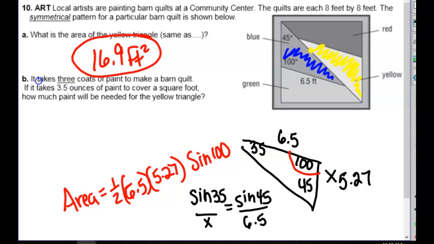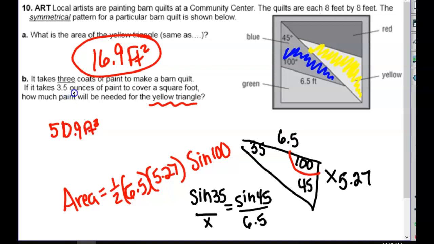Now, it says it takes 3 coats to make this on the side of a barn. That barn wood sucks up that paint something fierce. So we're going to triple that, because that's the area we have to do, because they just want how much yellow paint. So times 3, we now need to cover basically 50.9 square feet.